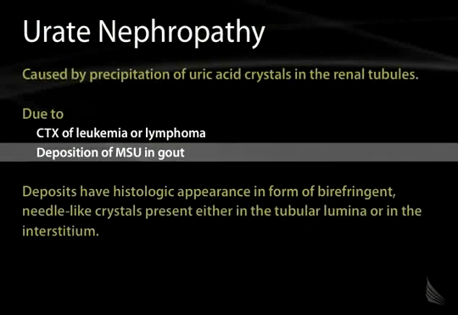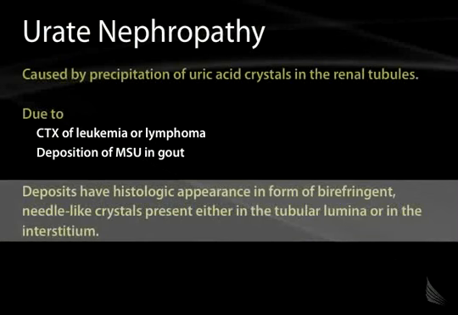And in this, you see deposition, again, of monosodium urate, or MSU, in the tubulointerstitial area of the kidney. Now, you can see the deposits by light microscopy, but again, you have to use polarized light. And when you do, you'll see these birefringent needle-like crystals in the tubular lumina or in the interstitial areas of the kidney.